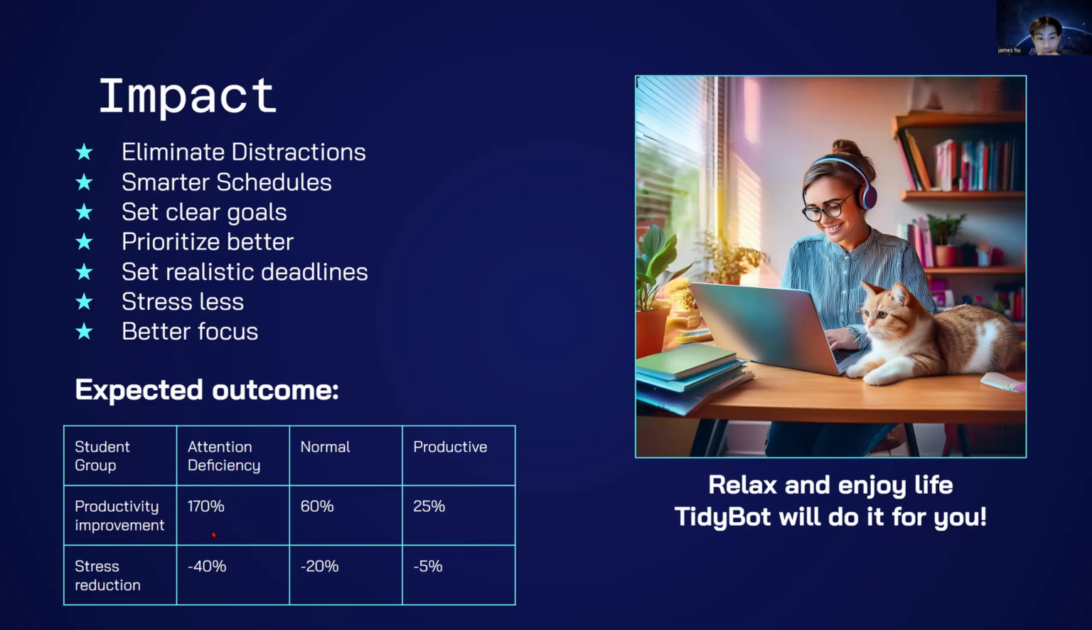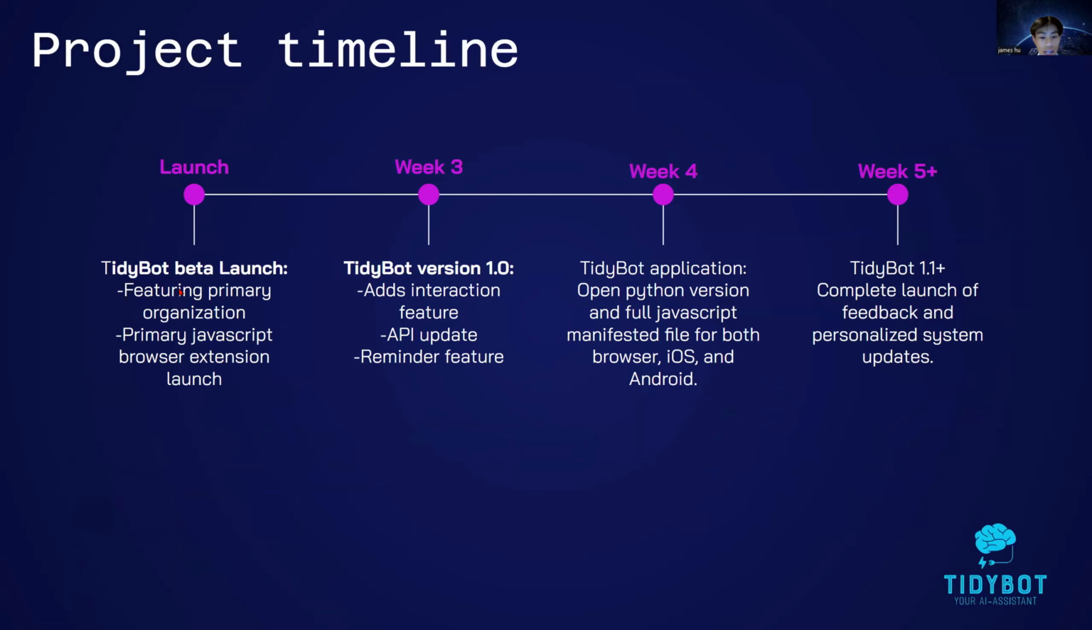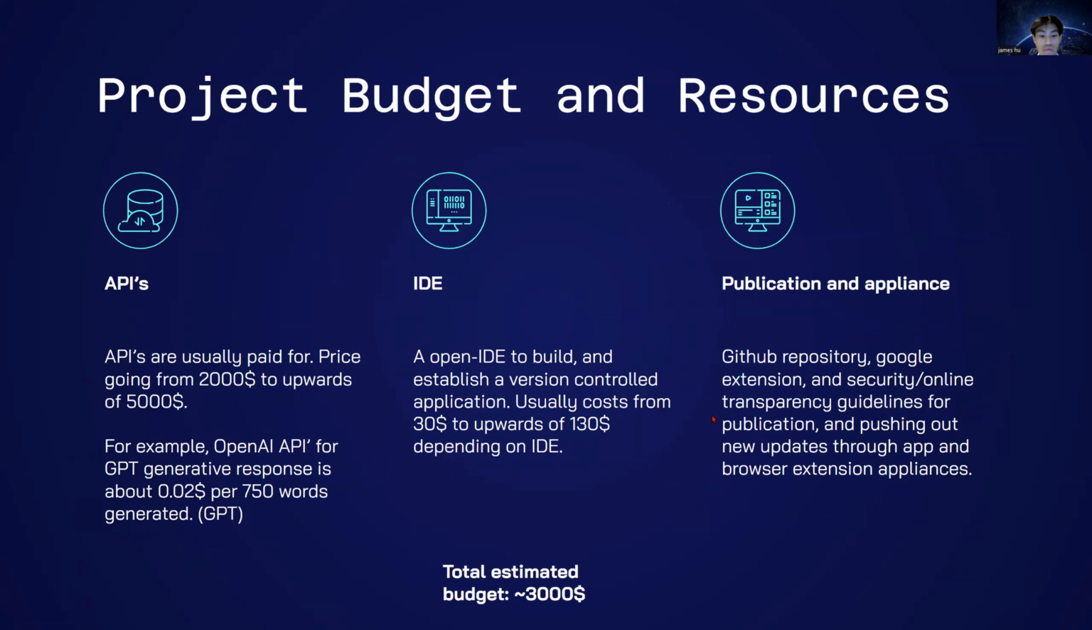with attention deficiency. Here's my project timeline, and roughly 2 months is needed to finish the project, and my budget is about $3,000 to purchase all the APIs and data sets needed for publication.